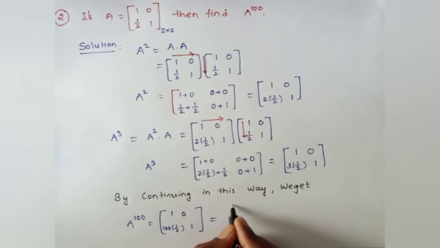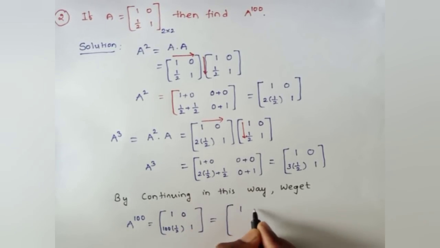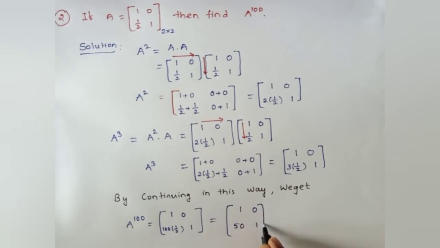This is 1, 0, 100 into 1 by 2 is 50 and this is 1. So similarly, you can find a to the power of 101, a to the power of 102 and so on, a to the power of n also.